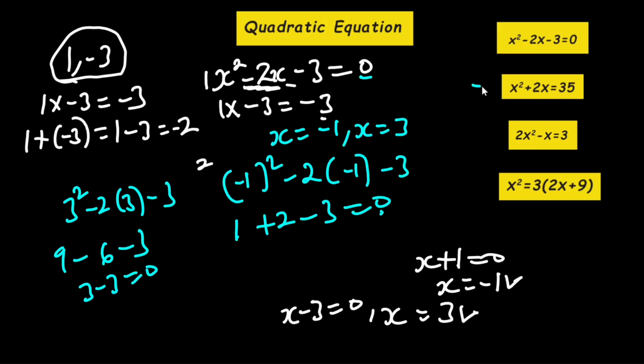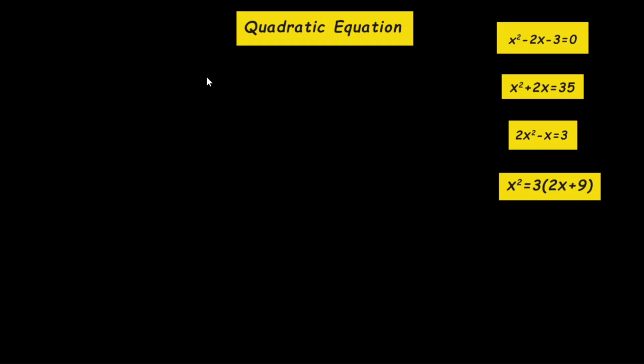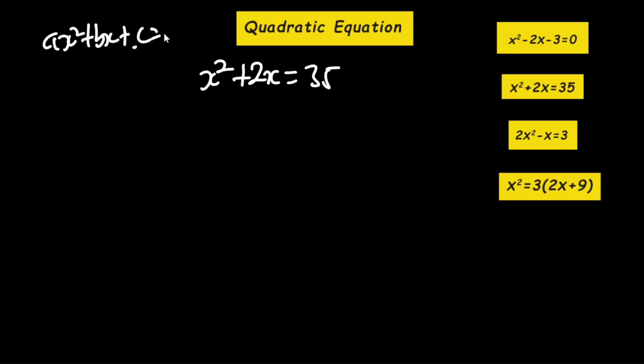So let's consider the second one. Now, in the second equation, we have x squared plus 2x, which is equal to 35. But this one is not expressed in this form, x squared plus bx plus c is equal to 0. So we need to bring the 35 to this side. So it's going to be x squared plus 2x minus 35 is equal to 0.